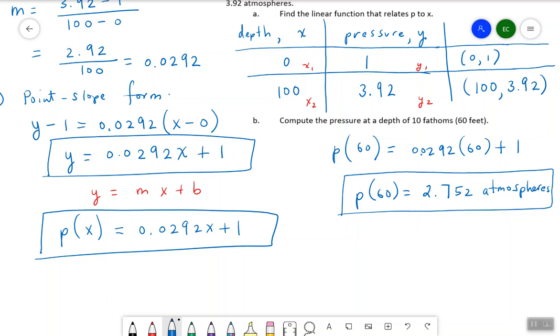And we're all set. Okay, we've just covered a lot of material. That's all for section 2.4 and 2.5.